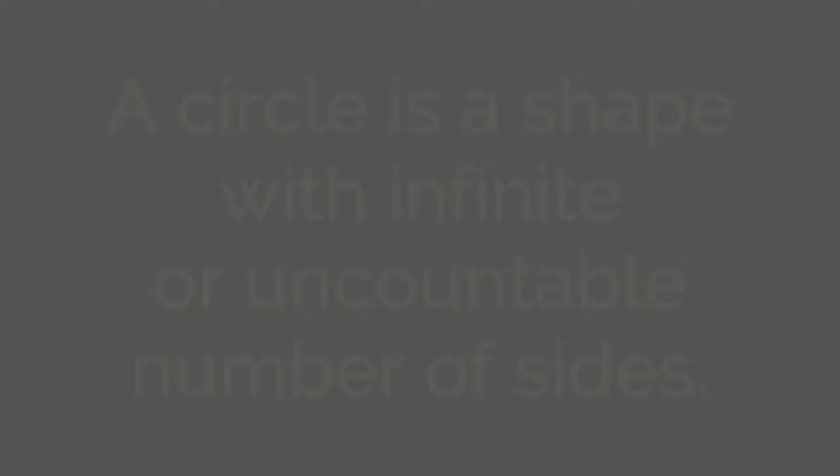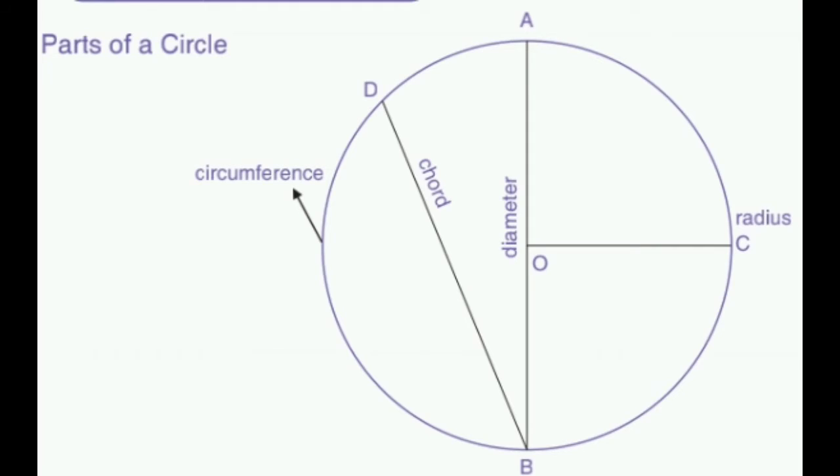Let us see the parts of a circle. Circumference, chord, diameter, radius. These are the parts of a circle. You can see circumference is the outer boundary. Chord, BD is the chord. AB is the longest chord, means it is diameter.